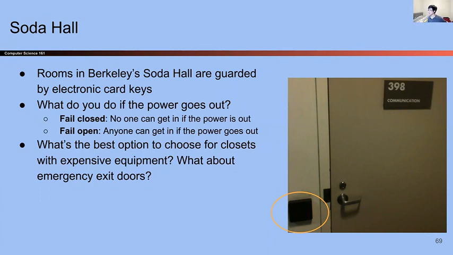For emergency exit doors, it's a little bit more obvious. We don't want emergency exit doors to be locked in case of a power outage, which could be because of an emergency. So the takeaway here is to use fail-safe defaults. In both of these cases, when the power goes out, the manufacturer has to choose, does it default to fail closed or default to fail open?